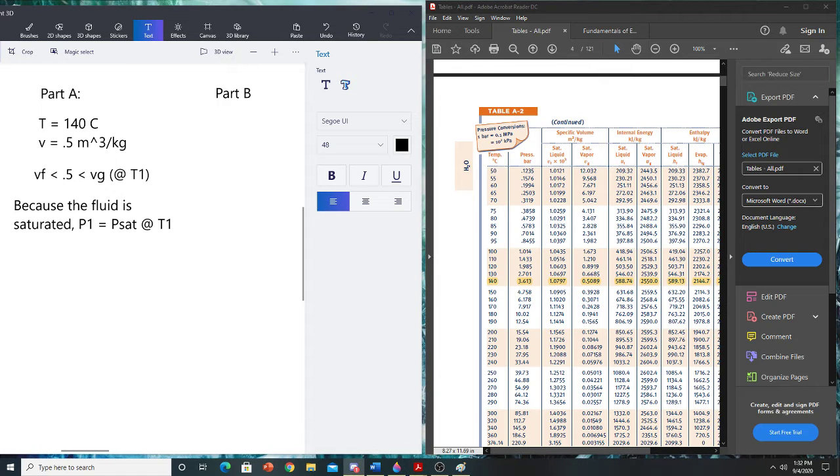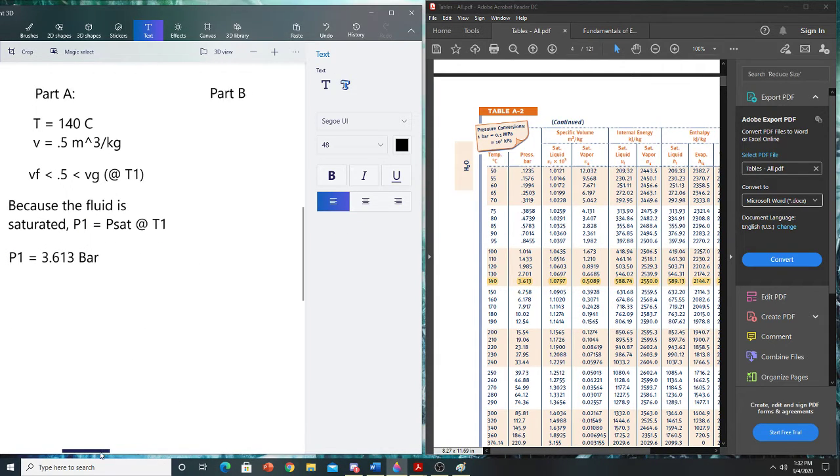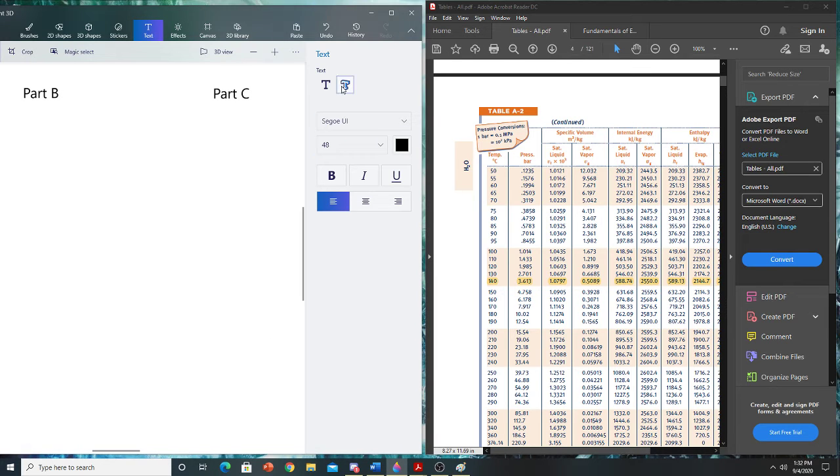Now, we are going to go to the next one. So that was it, and our answer was, I guess I should write our answer as well. P1 is equal to 3.613 bar. So that is our answer for the first part. Now let's move on to the second part.